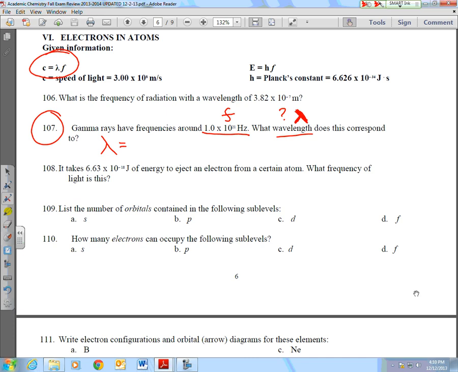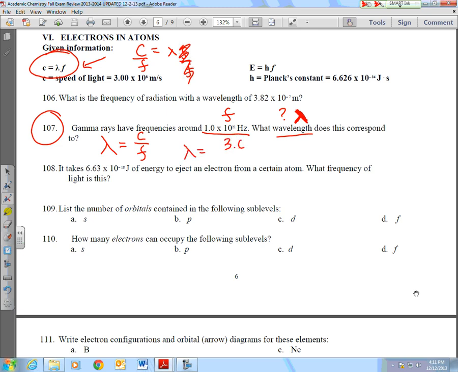So how do I rearrange that to solve for wavelength? It's not hard, so let me show you. I have C equals wavelength times frequency. I want wavelength to be on a side all by itself. So what's with it that I need to get rid of? Frequency. So I'm going to divide both sides by frequency. Now I have the lambda or wavelength by itself, so it's C over F. Does that make sense to everyone? Very simple to do. So just plug everything in.